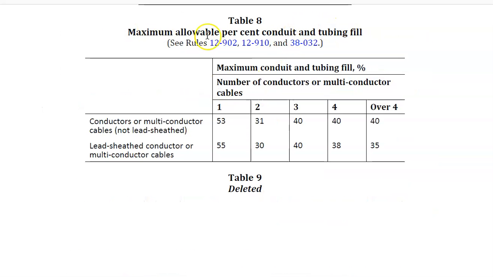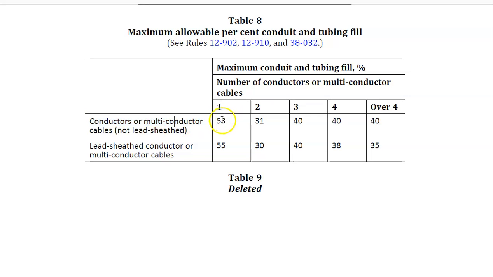Table 8 over here says the maximum allowable percent conduit and tubing fill. It says, how many conductors are we using? First of all, lead sheath conductor or multi-conductor cables. They're talking about not just multi-conductor, but lead sheathed multi-conductor cables. How many cables can I place inside of there? We're not going to worry because we don't deal with lead. This is what we're going to be dealing with: regular conductors and regular cables.